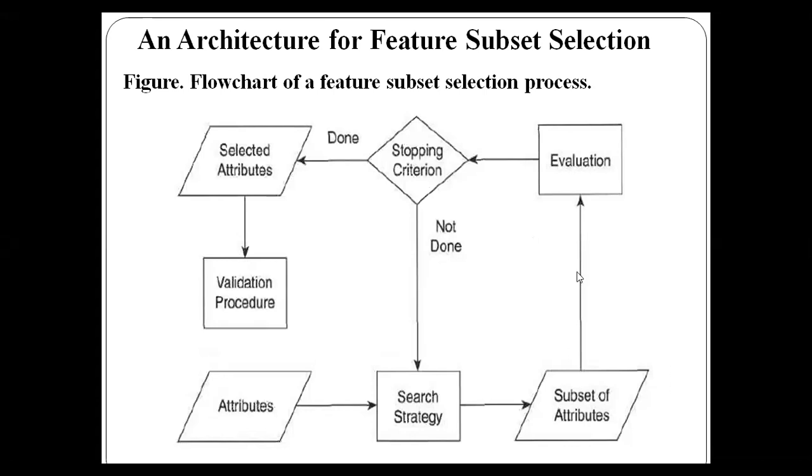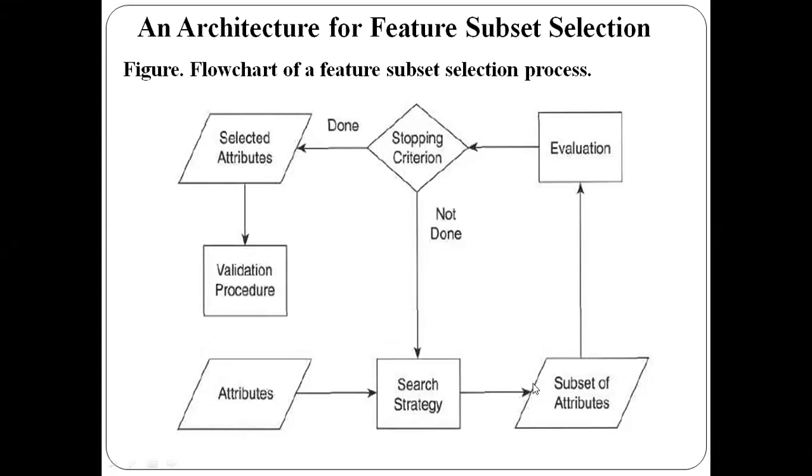See, if it is a filter approach, in the case of the filter approach, we will be predicting how well the data mining algorithm is going to work with the subset of attributes. That is a prediction. It is not an actual result. We just say that this data mining algorithm will work with this much accuracy. Okay, so that we will be doing in the filter approach.